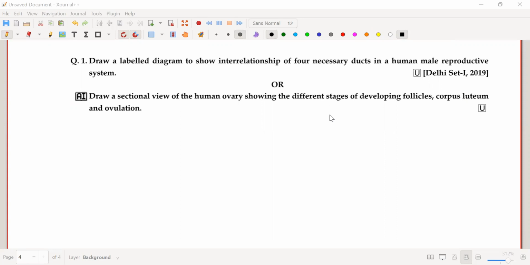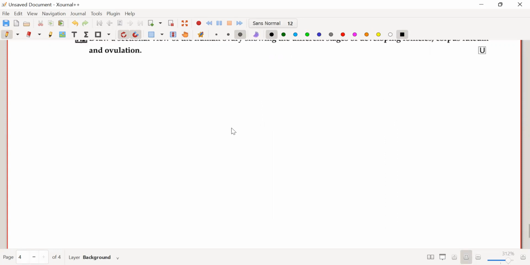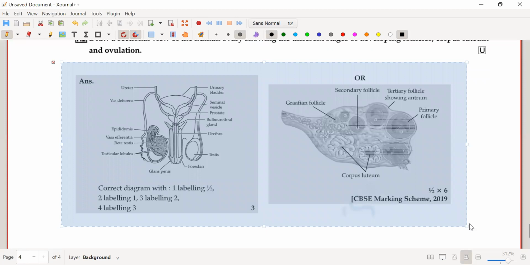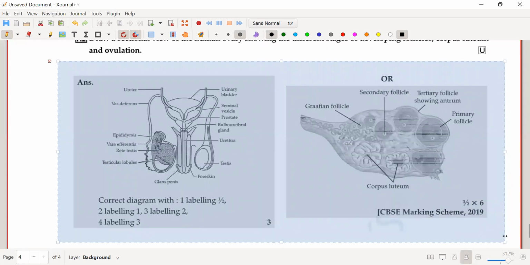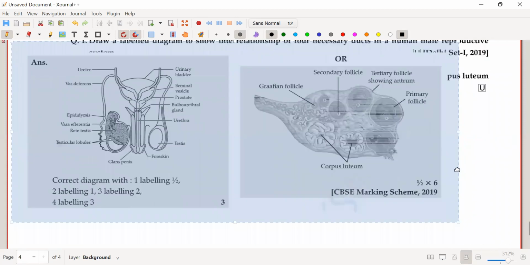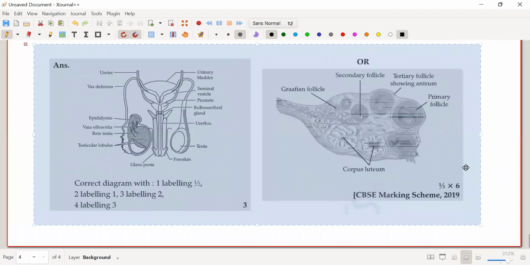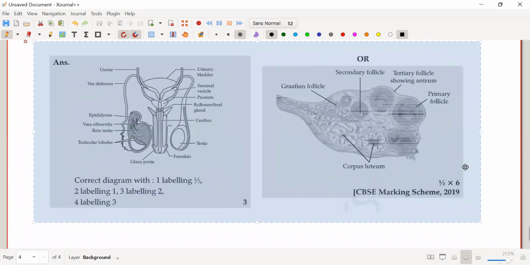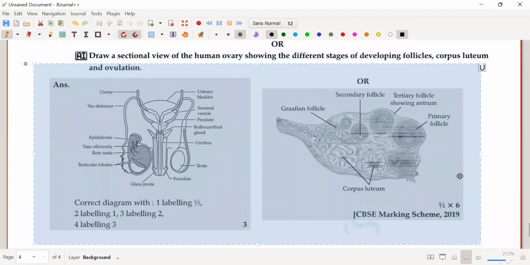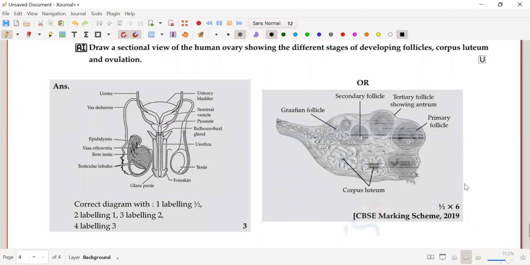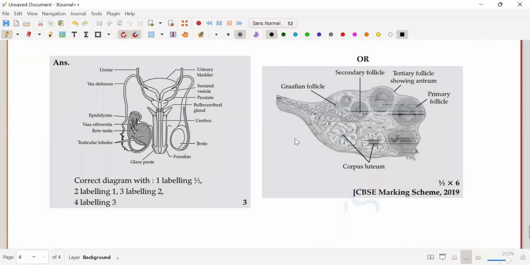So what would be the answer? We have to answer any one. Out of these two, we have to work with one. Diagram and labeling.